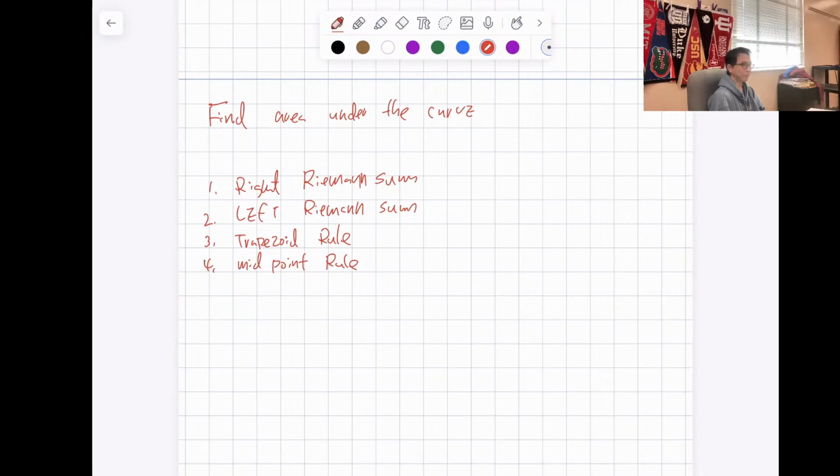Left end, or we call it right end approximation or left end approximation. Sometimes they include the end here. So it depends on what it is.